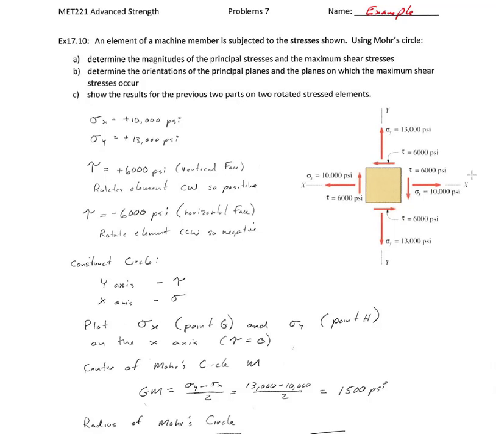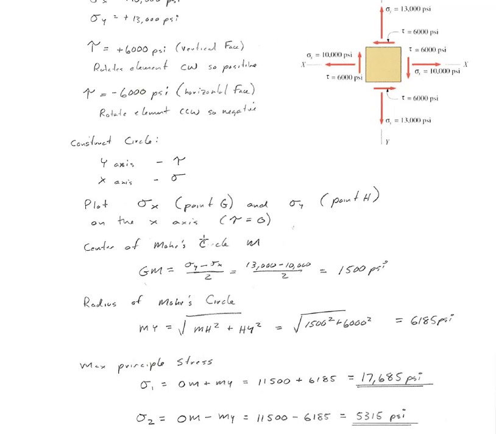So when I'm looking at this one right here, I'm looking at the vertical face. It goes with x. That tends to rotate my element clockwise, so therefore it's positive. Whereas if I'm looking at the horizontal face here, that tends to rotate the element counterclockwise, therefore negative. Okay, so we're going to construct our circle.